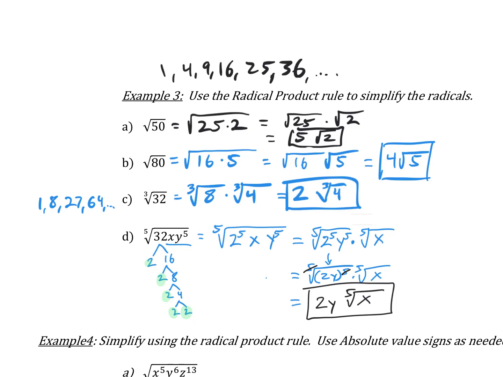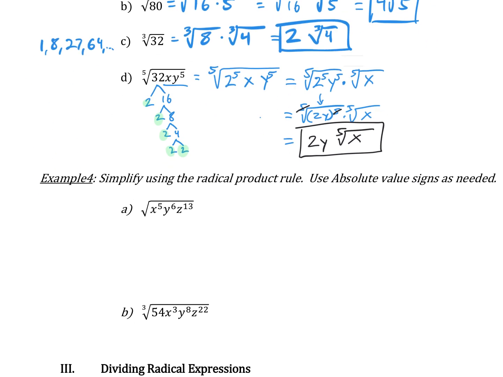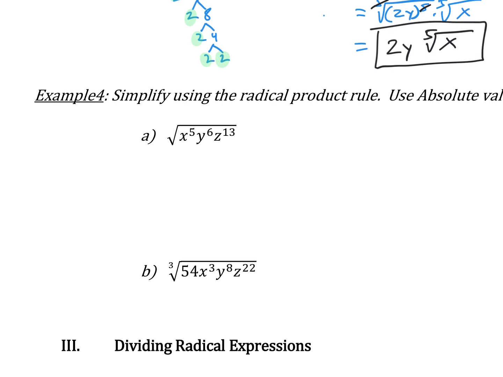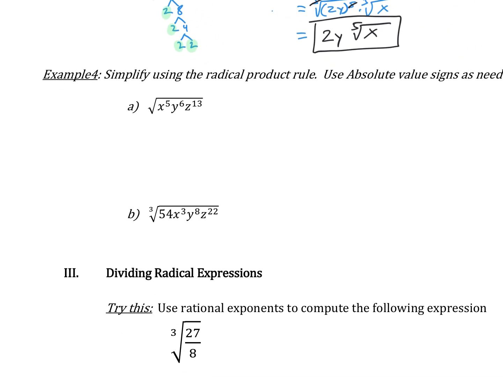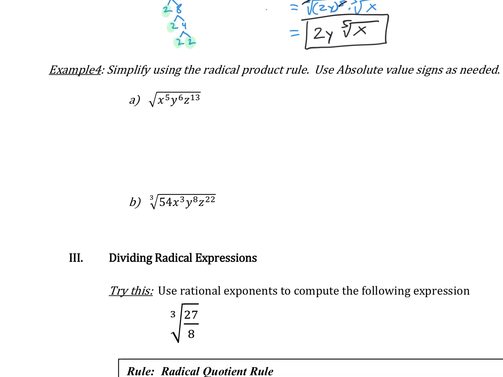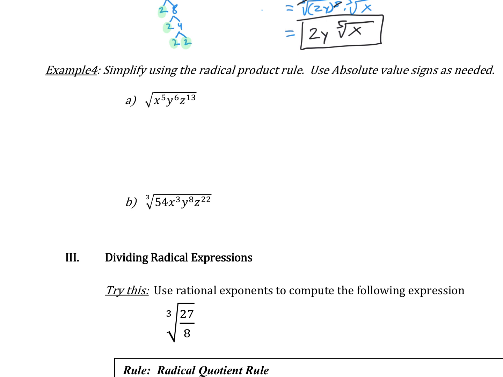So we've seen how the radical product rule works really nicely for simplifying radicals. It takes a number and we can break it into two square roots, part that we can square root, part that we can't, and we can simplify it. Now let's see how this works with variables. Remember that variables just represent numbers, so everything that we just did with those numbers also works here.